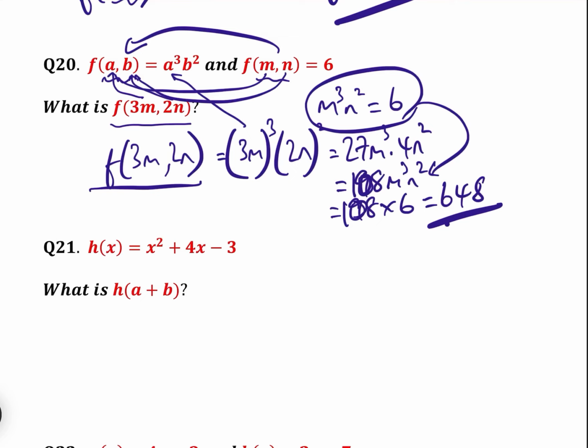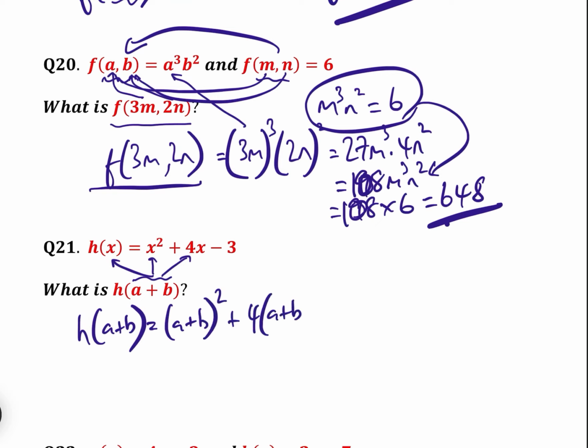Okay, question 21. h of x equals x squared add 4x minus 3. What's h of a plus b? All right, again, just imagine that this is a smiley face, and we're going to replace x with a plus b. That's all we're doing. So therefore, h of a plus b is a plus b squared add 4 times a plus b minus 3.